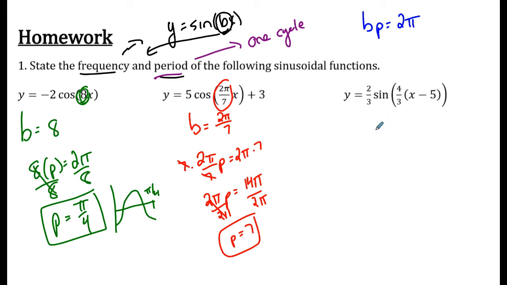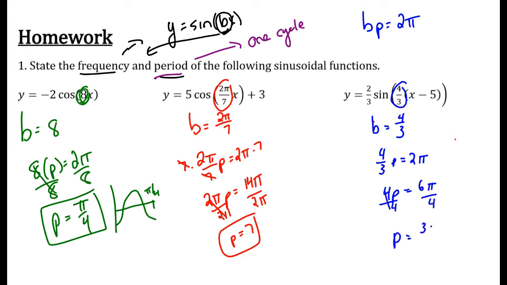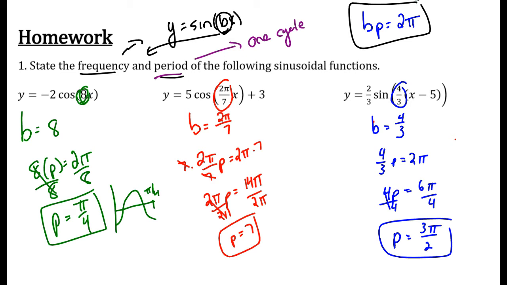And finally, the last one here, my frequency appears to be 4/3. That's the number in front of x here. So 4/3 times the period gives me 2 pi. Multiplying by 3, I get 4p equals 6 pi. Dividing by 4, the period I get is 3 pi over 2. It takes 3 pi over 2 units to get through one full cycle of this sine curve. So knowing that relationship, BP equals 2 pi, is the huge idea of this lesson, and we're going to use it when we start modeling with trig functions.